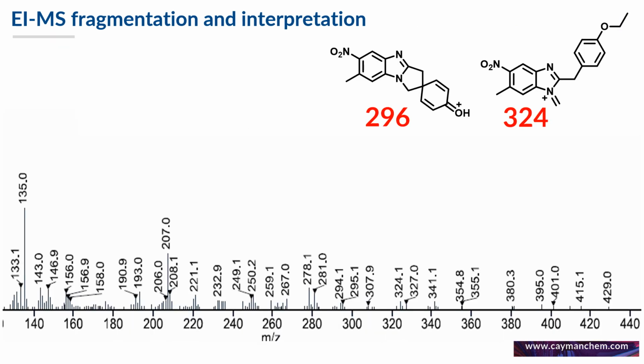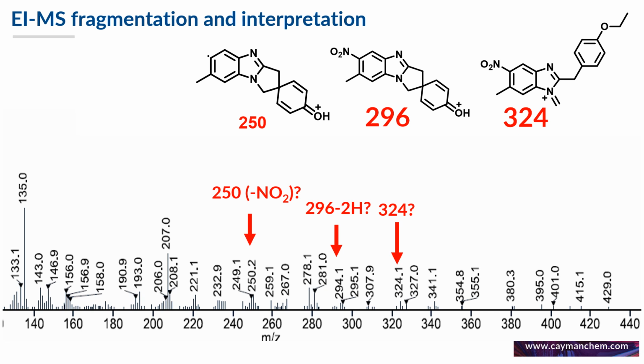Working with BCI's suggestion that there was an additional methyl group, we would expect the following ions to show up. When we pump up the volume, we can see a very small peak at 294, which could be the phenoxonium ion of 296 minus hydrogen, and a peak at 324, which could be the benzimidazole alpha cleavage ion. And then there's also a decent sized peak at 250, which could be the loss of the nitro group.